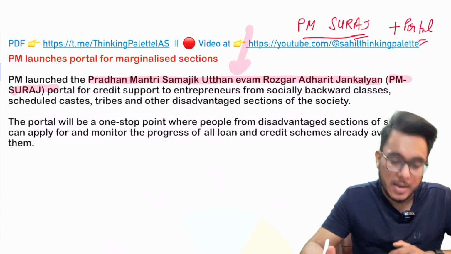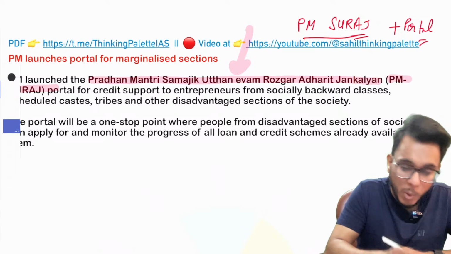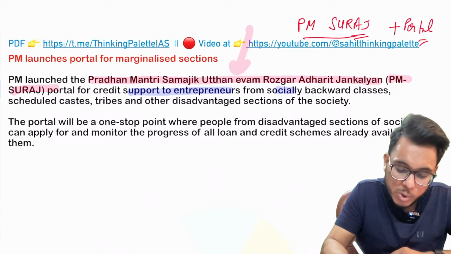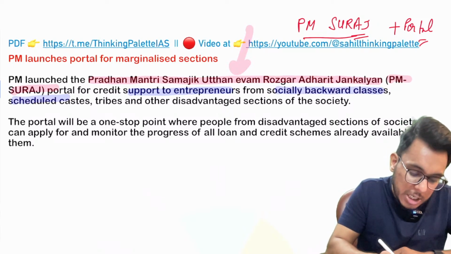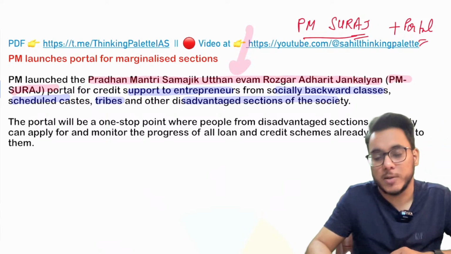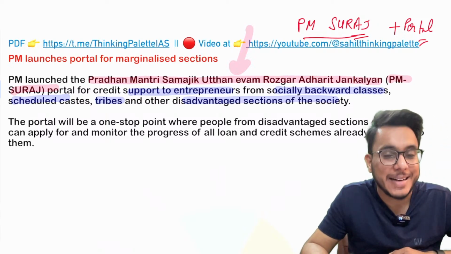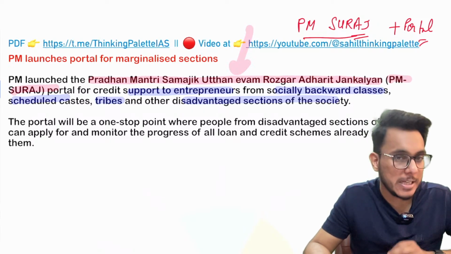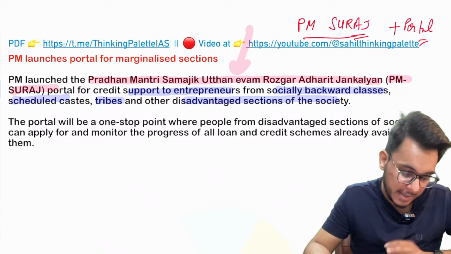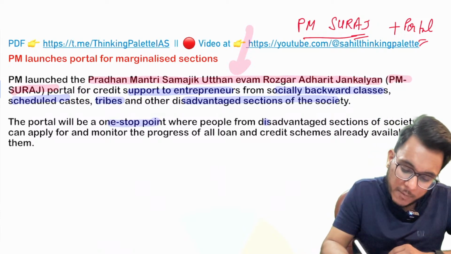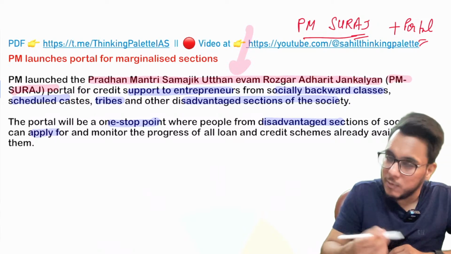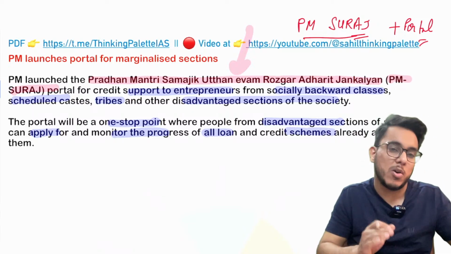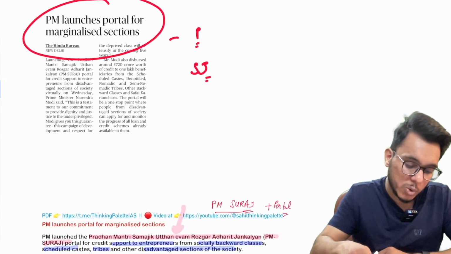Now what is this scheme? This scheme or portal aims to provide support to entrepreneurs from socially backward classes, scheduled caste, scheduled tribe, and other disadvantaged sections of society. They will be provided credit assistance, and on this portal they can know the status of their application, whether it has been approved or not. So this portal will be a one-stop point where people from disadvantaged sections can apply for credit and monitor the progress of all loans and credit schemes that are there for them. So this is about PM Suraj.